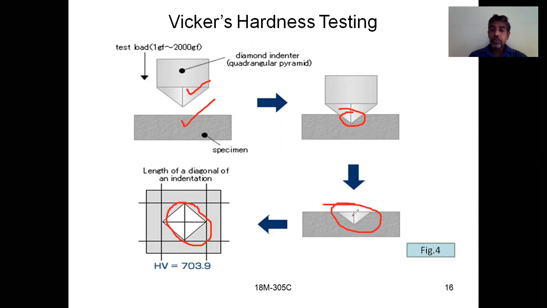Even if you have a very small cross section like this, it can also be measured by using this Vickers hardness testing.